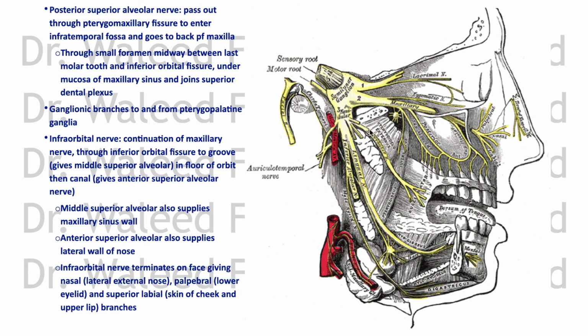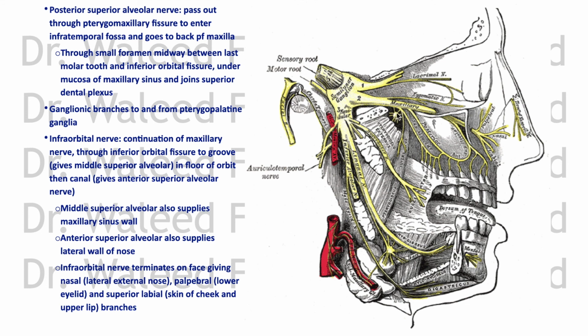What else? A nerve leaves the fossa and goes to the back of the maxilla to supply the posterior teeth. This is the posterior superior alveolar nerve that supplies the molars. Remember this? And it's all connected, the teeth are all connected through a dental plexus. It enters through a small foramen at the back of the maxilla. What else does it give? It gives ganglionic branches.